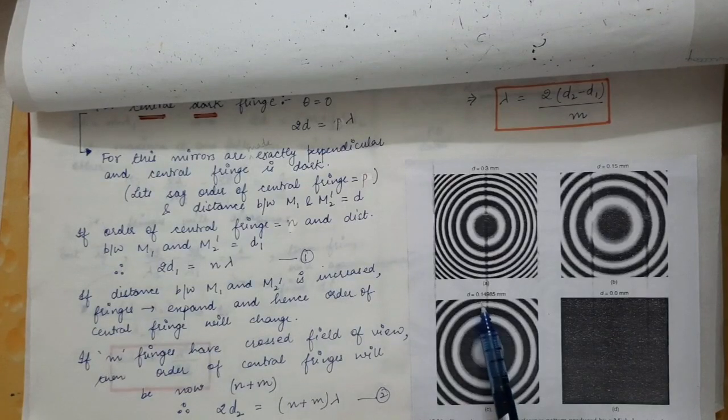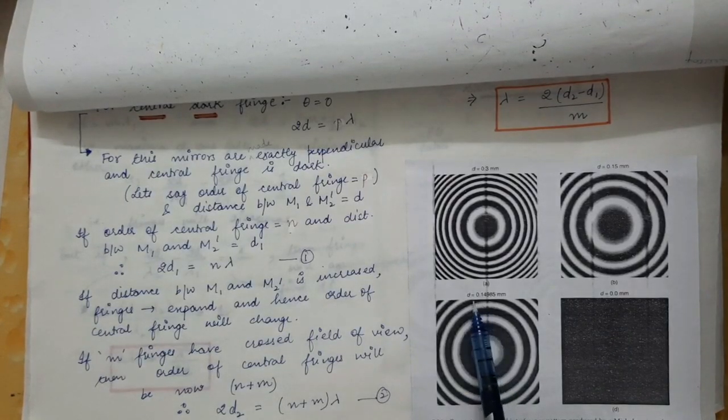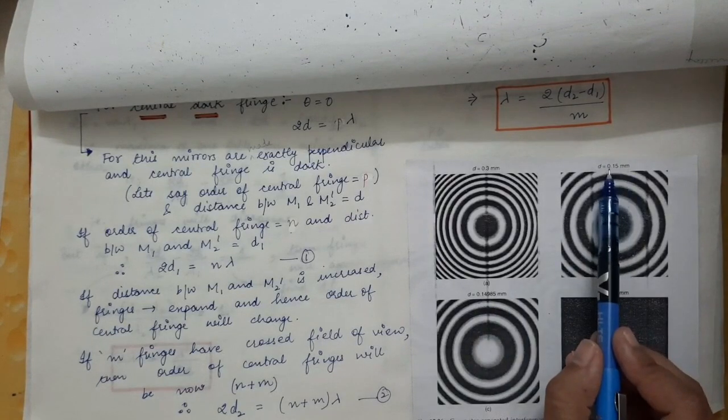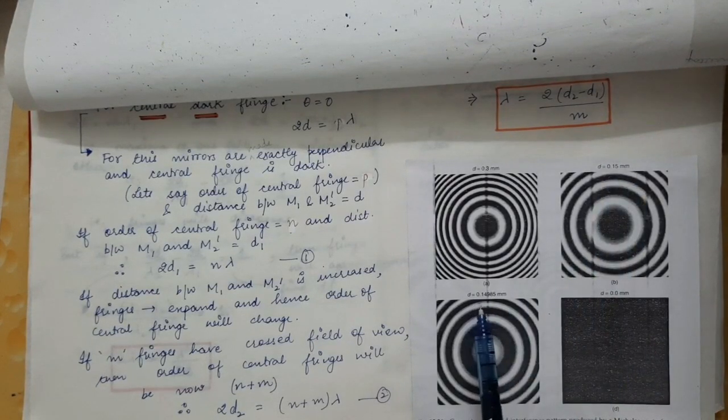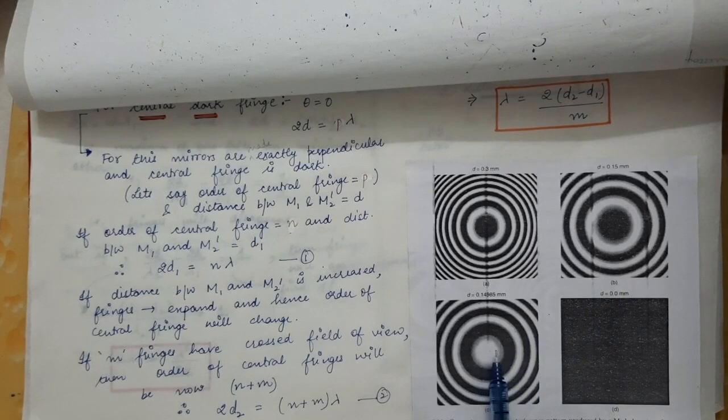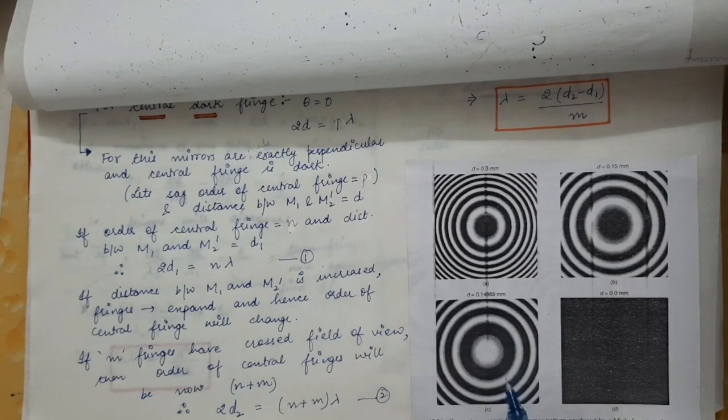Now when the distance is again decreased, here the distance was 0.15 mm, then we set the distance at 0.1485 mm. Now again when you reduce the distance, the fringes will collapse. Here we had a central bright spot. So when you again decrease the distance by a very small amount, smoothly using the screws, this first dark fringe that is present over here will go to the center, and this central bright spot will disappear.